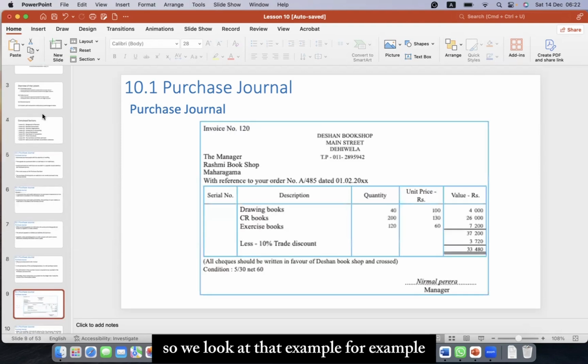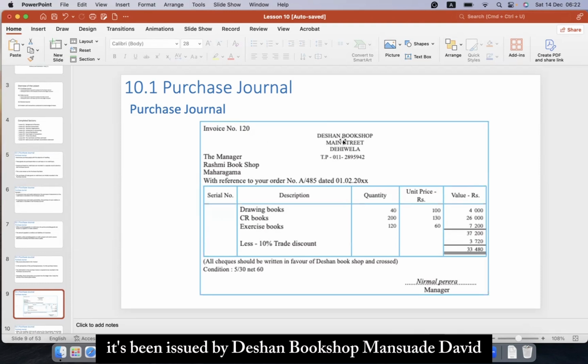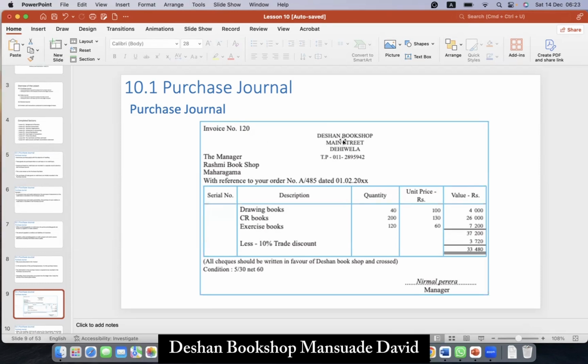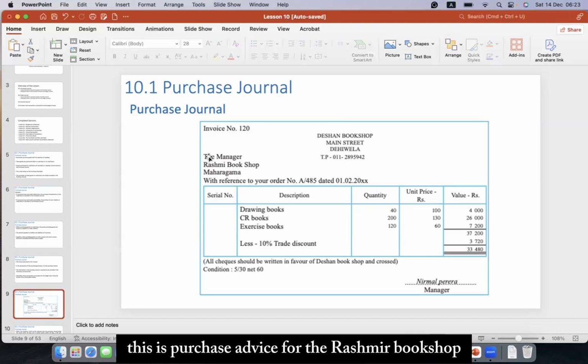So we look at an example. This purchase invoice number is 120. It has been issued by Deshan Bookshop, Main Street, Dehiwala. Deshan Bookshop, Main Street, Dehiwala is the one selling these goods, and Rashmi Bookshop, Maharagama is buying them. So this is the purchase journal of the manager, Rashmi Bookshop, Maharagama. Since we learned about the sales journal, this is a sales invoice for Deshan Bookshop and a purchase invoice for Rashmi Bookshop.